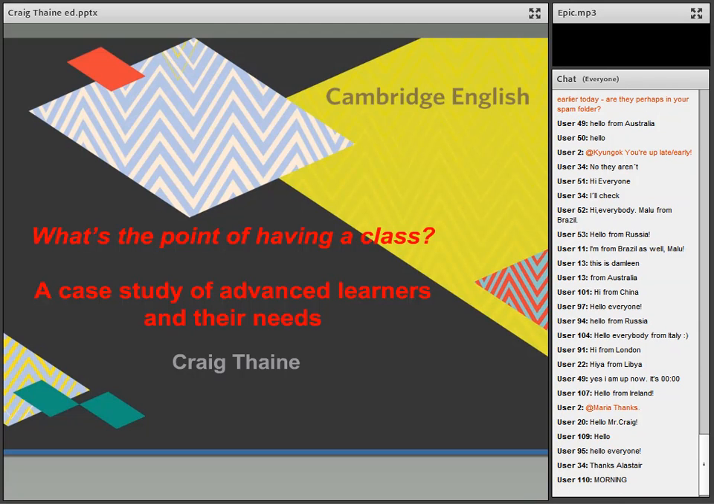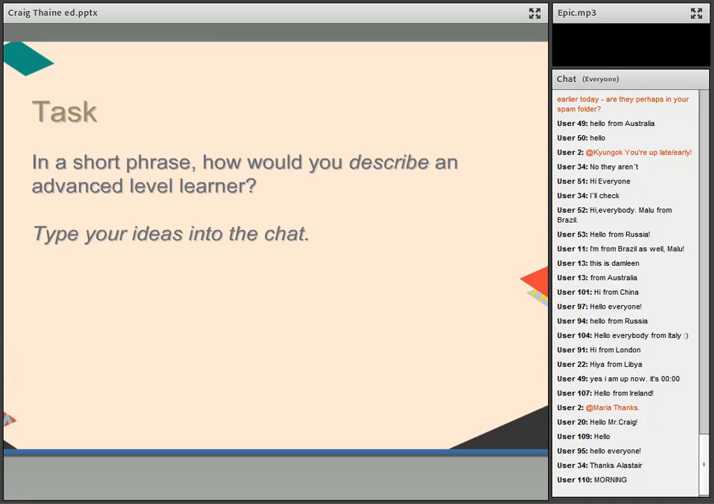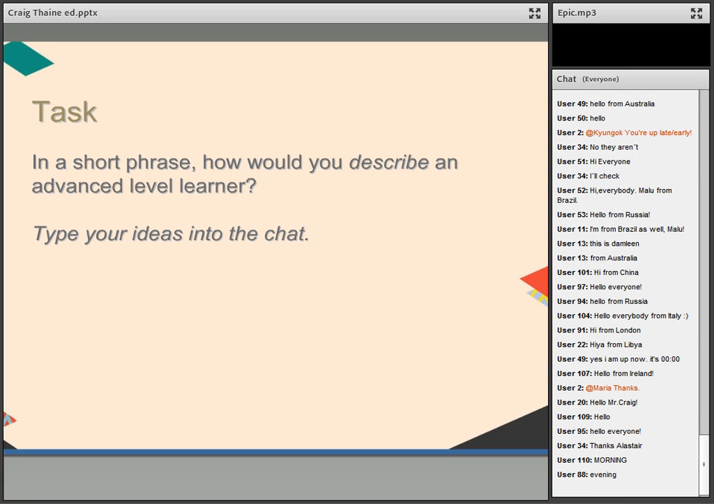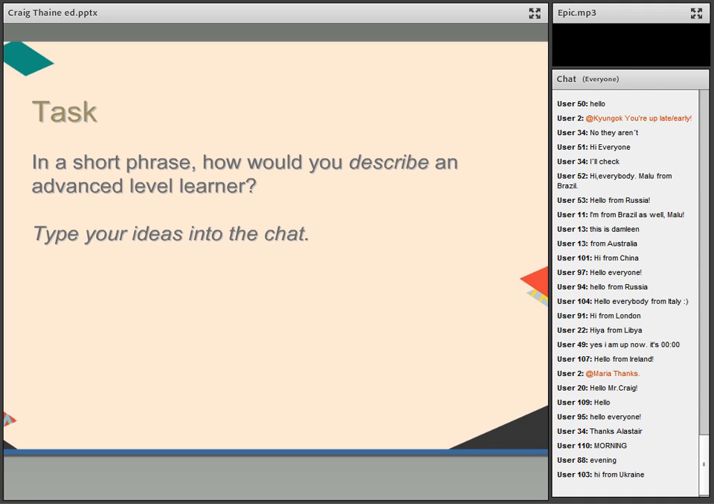So you might find that the advanced learners in your context behave differently or might have different views, but seeing the information that these learners have to share and that I'm sharing with you could be of some value and interest. So I'd like to start with a task. Into the chat box, could you just, in a very simple short phrase, write a description of what your idea of an advanced learner is?